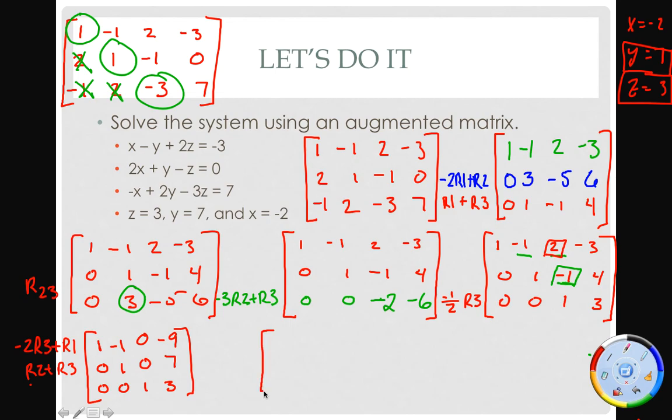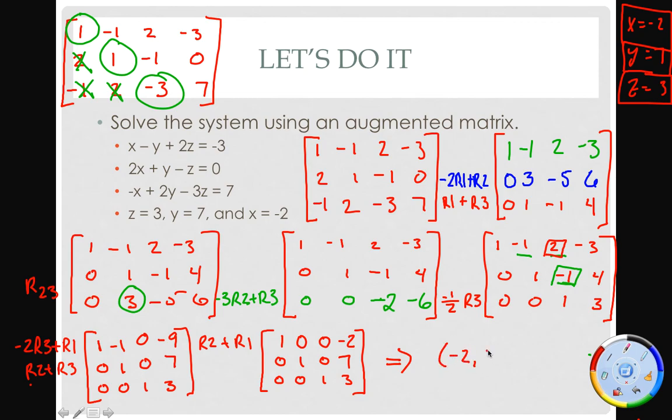All right, so my bottom two rows are now perfect where I want them for reduced row echelon form. But now I need to get rid of this negative 1. And you notice here I can get rid of the negative 1 with row 2. So I'm going to say row 2 plus row 1. I get 1, 0, 0, negative 2. And you notice what we get. X is negative 2. So the solution is, therefore, negative 2, 7, 3 as a coordinate x, y, z.